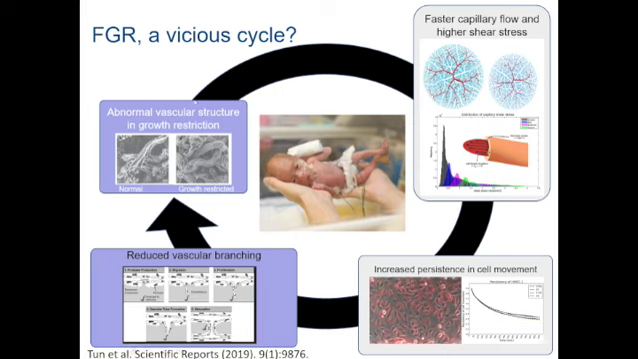And so that kind of leads to the question of whether that abnormal vascular structure in growth restriction might be established relatively early in pregnancy, and the lack of vascular branching that we're seeing in delivered growth restricted placentas are actually something that emerges from an initial problem in growth, which then feeds back to higher shear stress, increased persistence of cell movement, and less branching. So that's a question that we're still looking into.